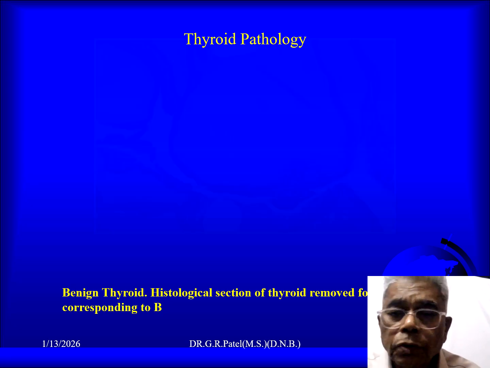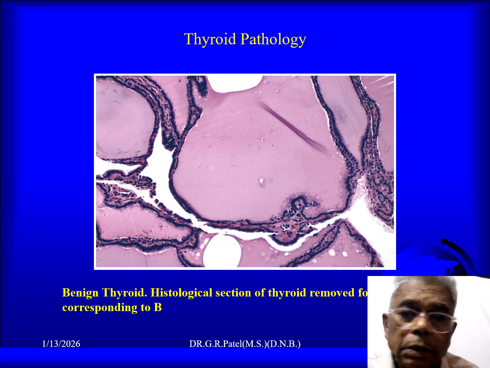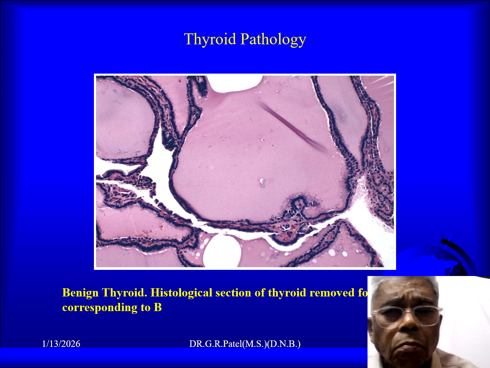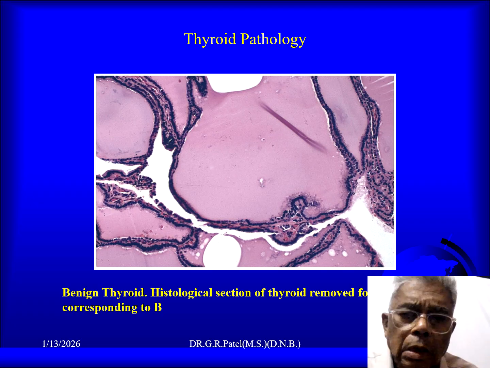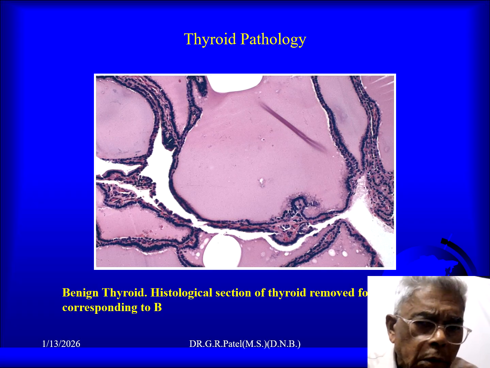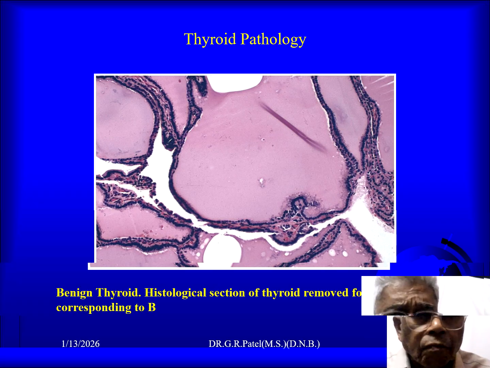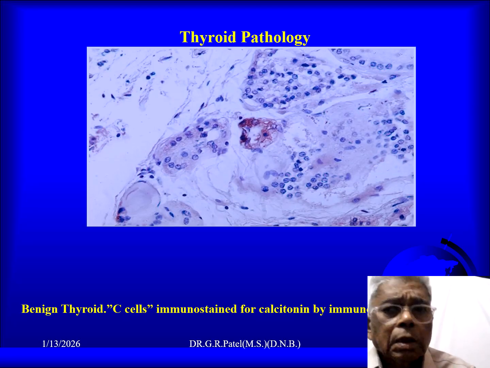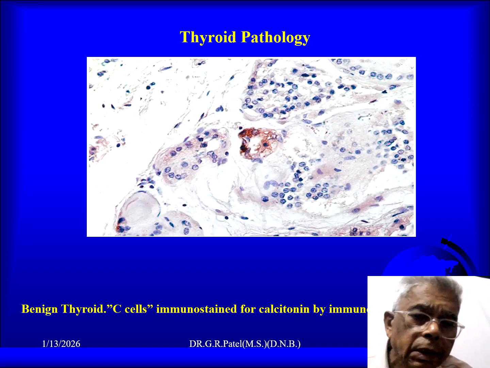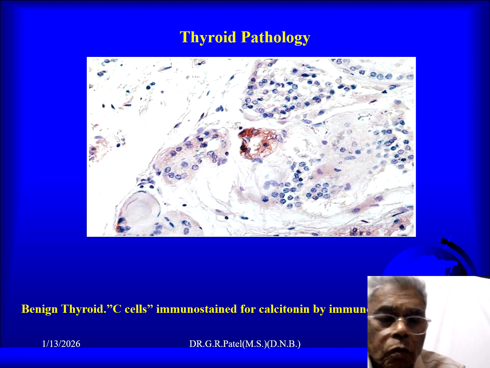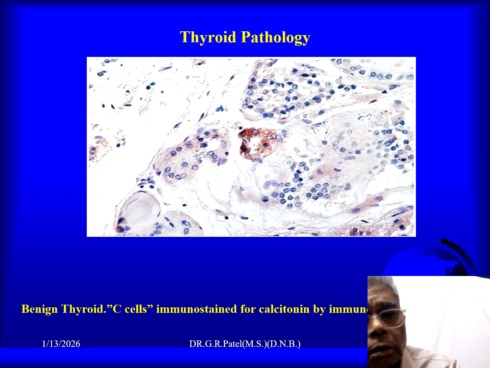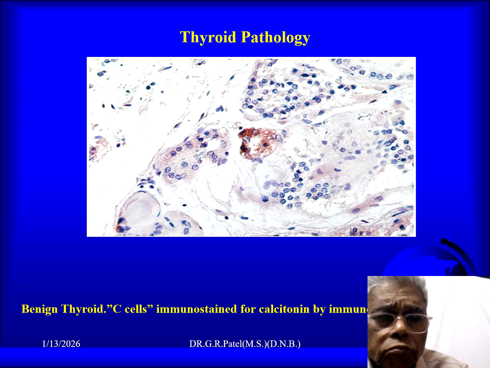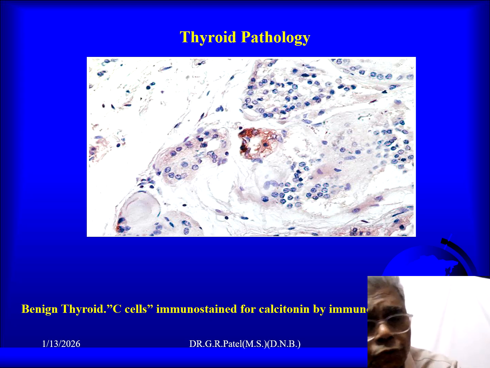Benign thyroid again, histological section of the thyroid removed and corresponding to figure B. Thyroid pathology, benign thyroid C cells, immunostain for calcitonin.